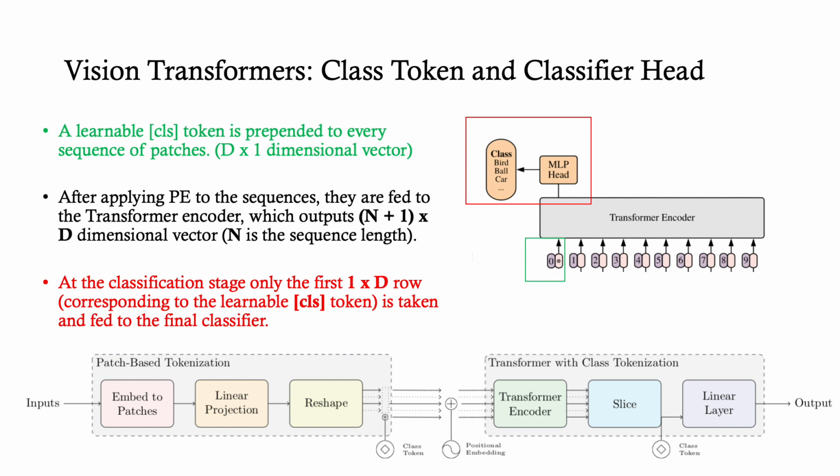At the bottom, we have a diagram showing the overall pipeline of the vision transformers to better visualize the design of the ViT structure. The classification head is represented by the slice operation and the linear layers.